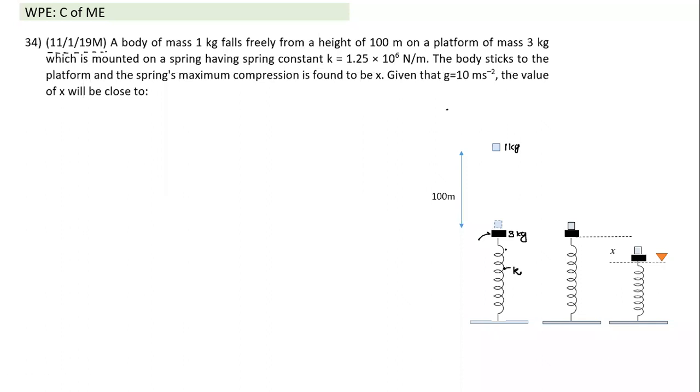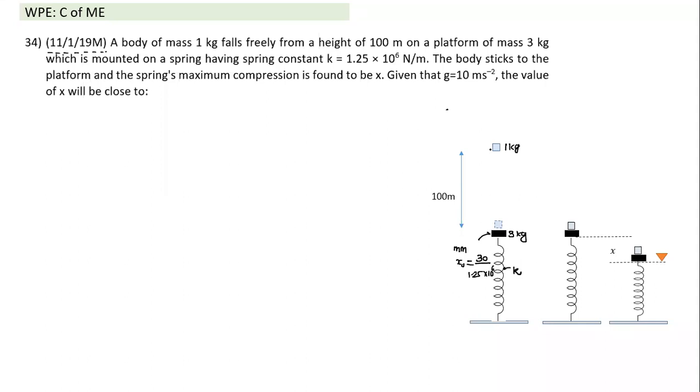So if you have to calculate the initial compression of the spring, x naught, it will be equal to mg by k. mg is 30 divided by k. K is 1.25 into 10 to the power 6. So it is very, very small. It is of the order of not even a centimeter, it is of the order of millimeters and even less. That's the one thing we should have noticed here. Initially it is compressed, but the compression is extremely small.